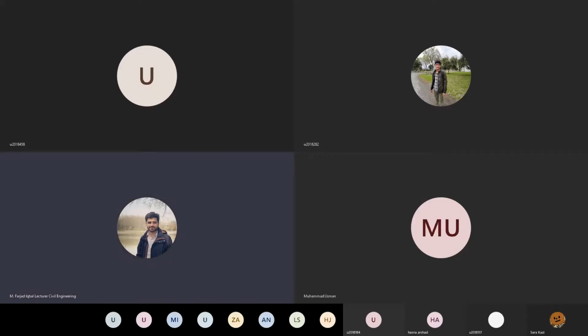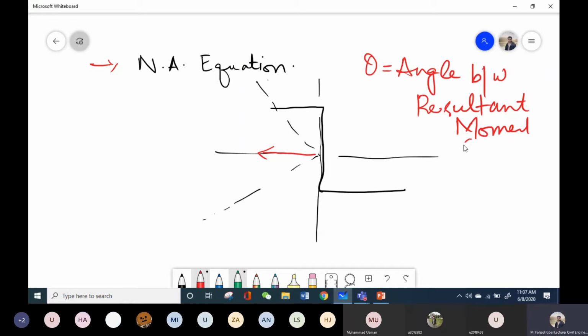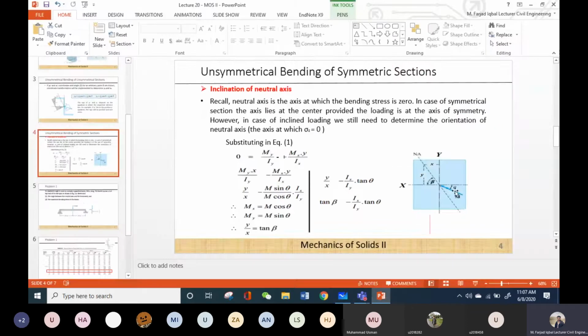No, this angle theta is the angle between the resultant moment and the principal axis. It has nothing to do with the horizontal axis. For example, some of the students were getting confused that this angle was the angle of the resultant moment with respect to the principal axis. But if you see in this figure, this was a symmetric cross section. In the symmetric cross section, obviously your principal axis is also the horizontal axis. So this angle is with the principal axis, not the horizontal axis.